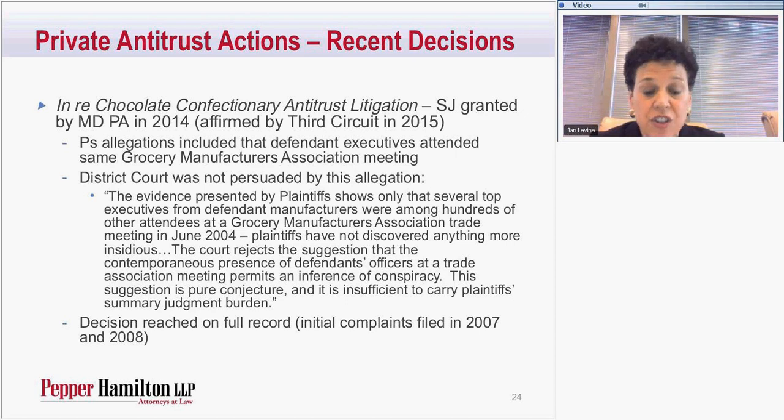Now, this decision was reached on a full record. The initial complaint was filed in 2007 and 2008, so the plaintiffs withstood motions to dismiss. But after all the evidence was in, the court found no agreement, and that was the end of the case.